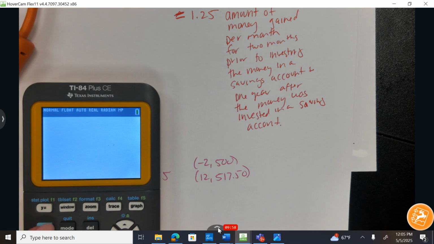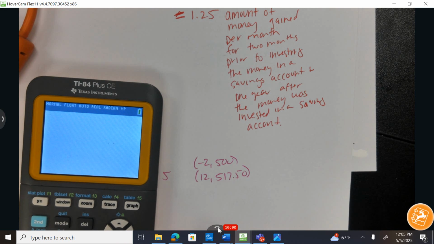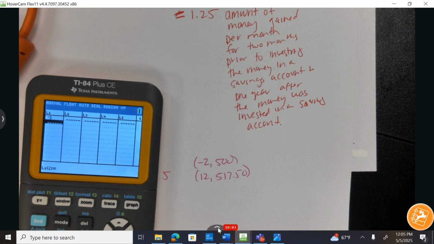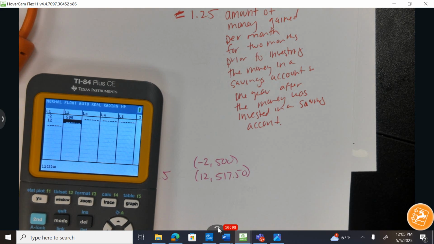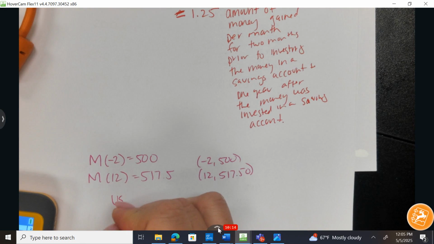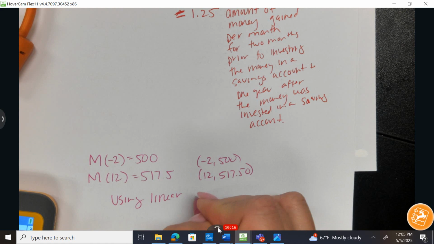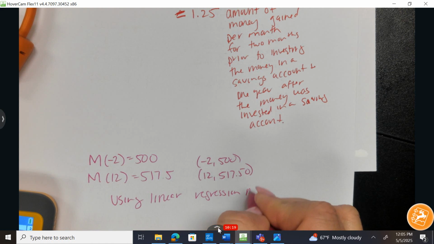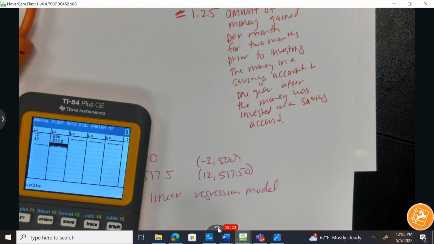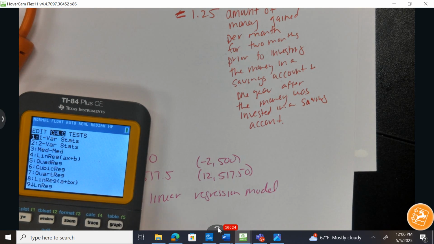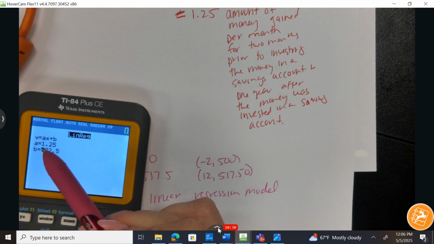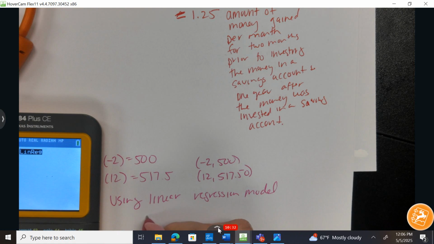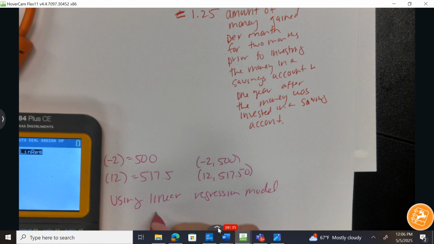What I can do here is clear my calculator and plug in these 2 points, negative 2 and 12, and this will create it for me. Now, what I do need to share with the AP reader is what I'm doing. So I would write using a linear regression model. Okay, so I'm going to go up to stat, go over to calculate, go all the way down to this one, and we can see the exact same rate of change that we had up above, which makes me feel confident here.